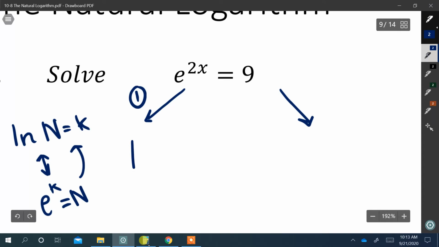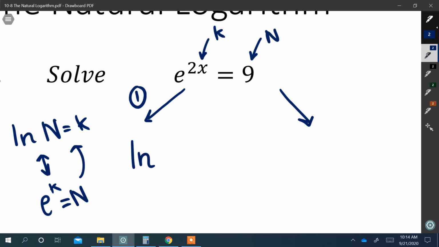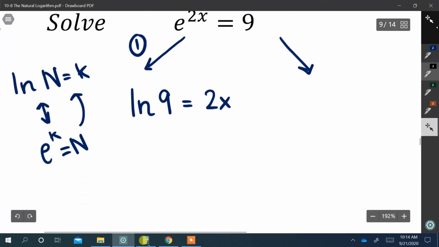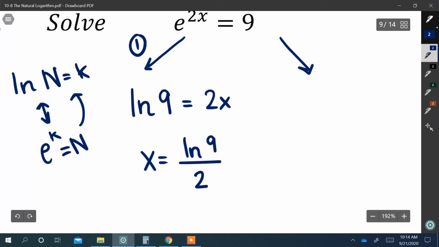So we'll have the natural log of n. What is n in this case? The n is 9, and this right here is your k. So the natural log of 9 is equal to 2x. That means that x is going to equal the natural log of 9 divided by 2.